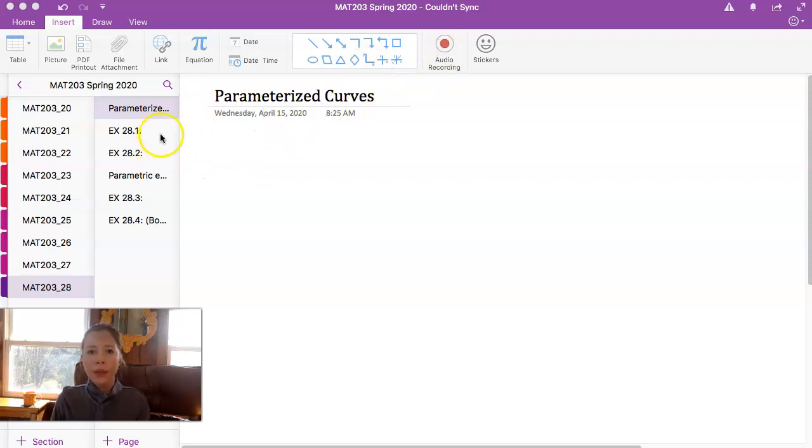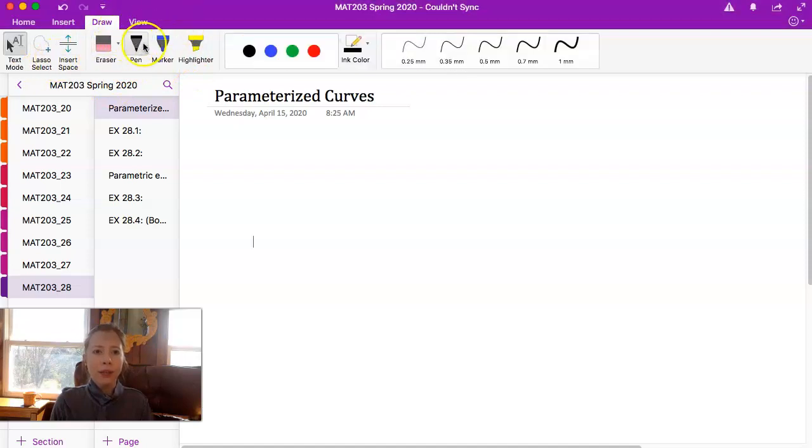Let us begin with an example looking at the sine and cosine functions. It's really important when working with parameterized curves to always set your time interval. So let's set our time interval for this example to be 0 is less than or equal to t is less than or equal to 2 pi.